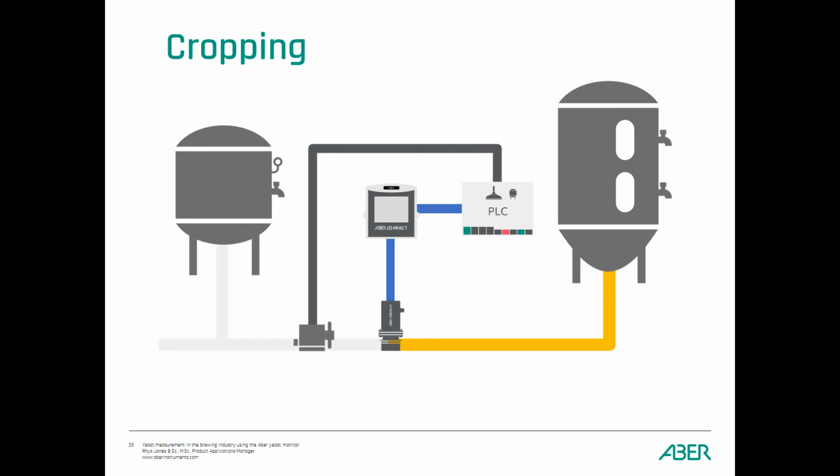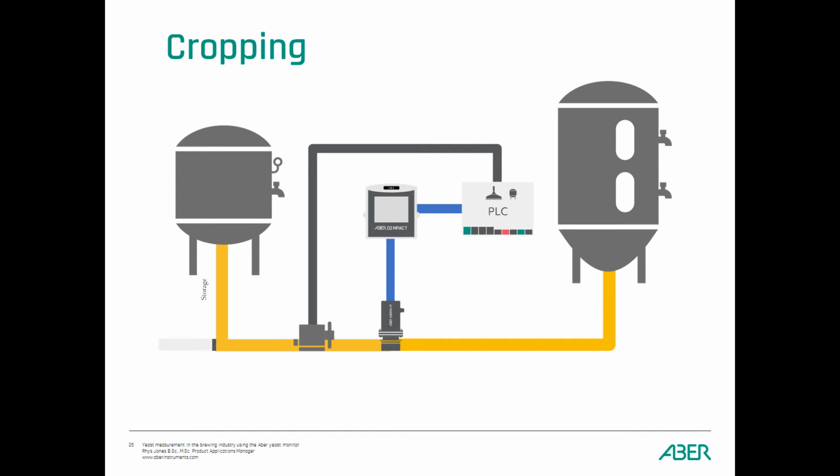But because the ABBA monitor is insensitive to the presence of dead cells, the live cells per mil reading will be below the preset PLC threshold. Therefore, this dead yeast will be diverted off to waste. Then, as the viability of the yeast begins to increase, the signal from the ABBA monitor will increase. As soon as it passes the threshold, the PLC can divert the yeast back to the yeast storage vessel.